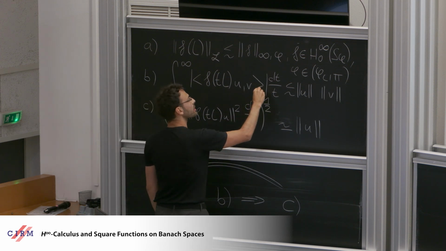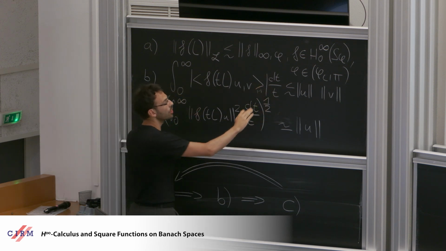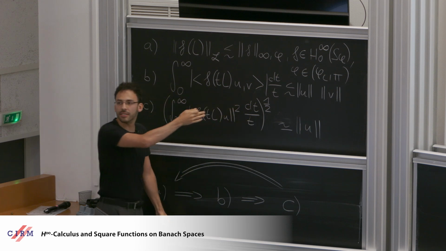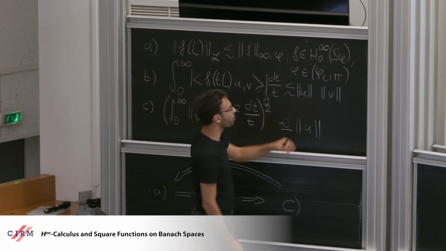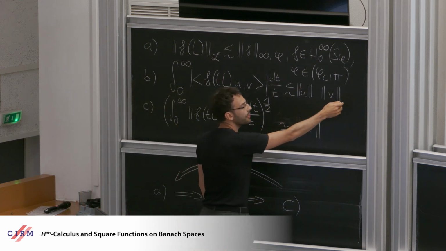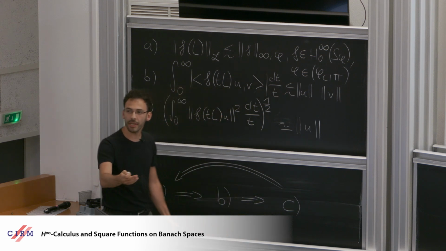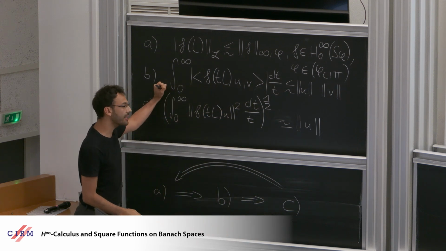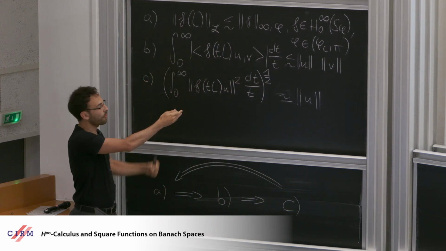Think of, in the Hilbert space case, you have here the inner product going to LP. Think of it as a dual pairing. Same goes for the norm, the LP norm of u and the LP prime norm of v, prime being the conjugated exponent. What has to be changed is obviously the square function.